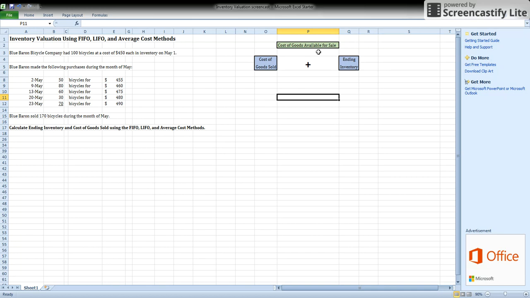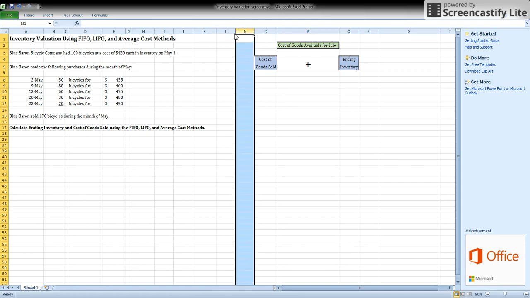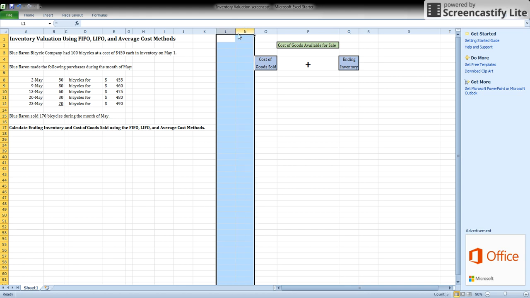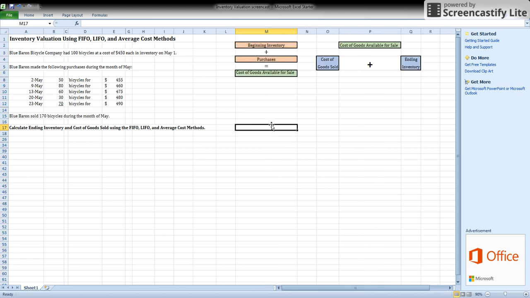Now, the second question we have to ask ourselves is, how do we calculate the cost of goods available for sale? How do we know how much we have available for sale? Well, there are 2 components to our cost of goods available for sale. That's our beginning inventory and our purchases. So if we take what we have in inventory to begin with and we add everything that we've bought during the time period, that gives us what we've got to sell. So now we can use this information to try to solve this problem using these 3 different methods.